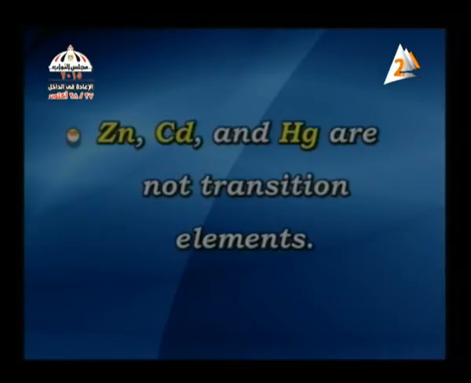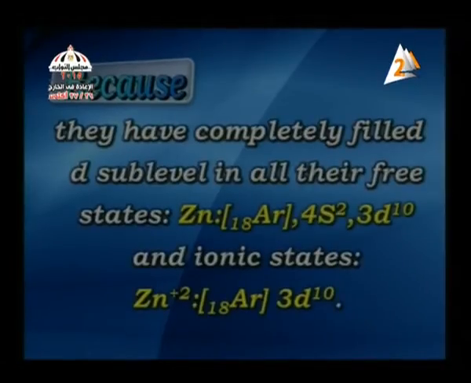Next point, zinc, cadmium and mercury are not transition elements. The reason for that is they have a completely filled d sublevel in all their free states and ionic states, which is the configuration [Ar] 4s2 3d10 for their atoms and their ionic states [Ar] 3d10 4s0.